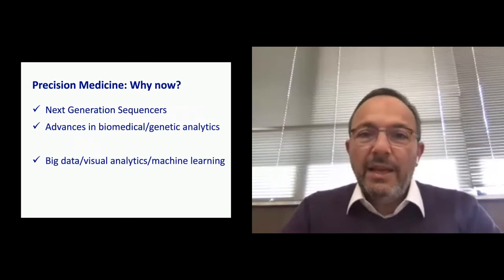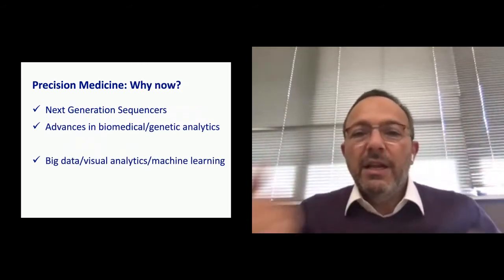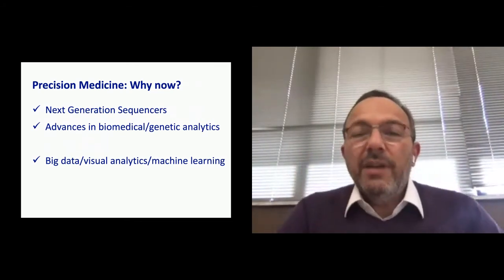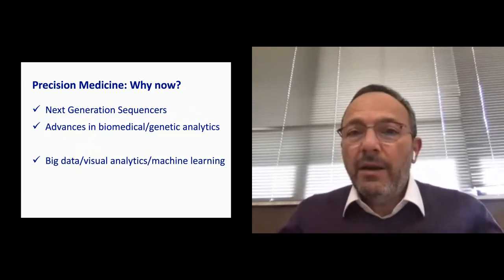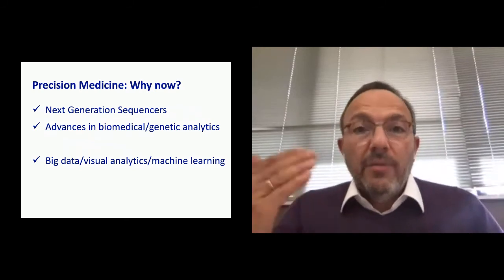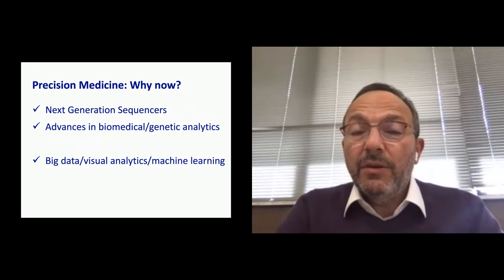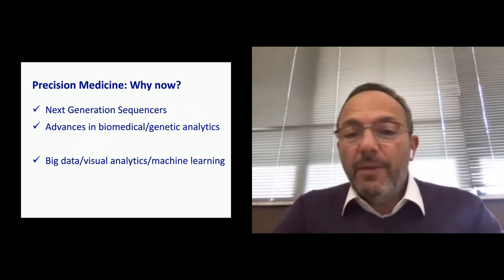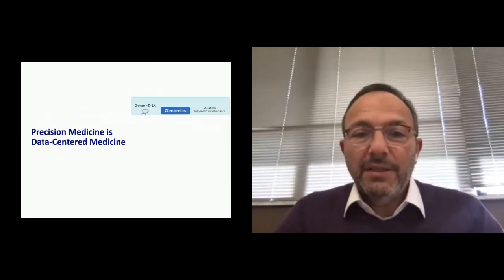And why now? I mean, now meaning the past few years. Precision medicine is picking up more and more because we have next generation sequencers, where we sequence the entire genome as a whole and not just targeted regions. There are tremendous advances in biomedical and genetic analysis. Bioinformatics has done tremendous work, but also wet analysis as well. And on the pure informatics side, big data, visual analytics, machine learning, very many advances.